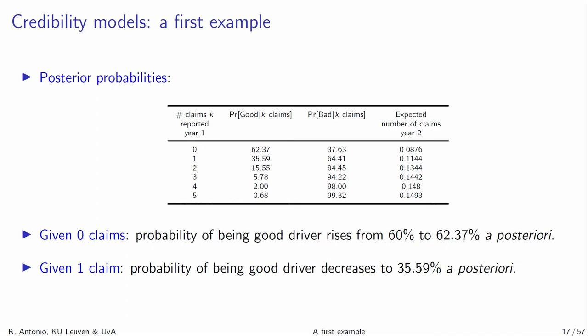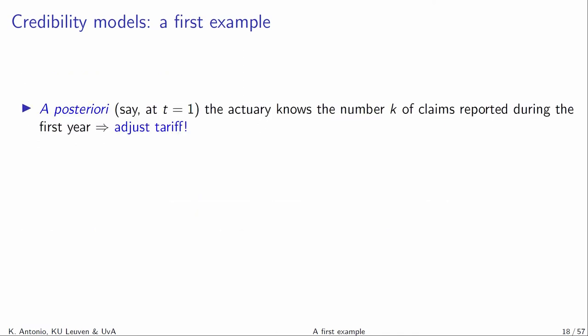Because reporting zero claims is more in line with the good driver behavior than it is with the bad driver behavior. And you see, if you reported, for example, five claims in this first year, the probability that you are a good driver really drops to approximately 0.7%, and the probability that we're dealing with a bad driver heavily increases. Yeah? Because the fact that we know something about the claim history reported in the first year really tells us something about whether this is rather a good driver or rather a bad driver, right? And we call these a posteriori probabilities, because we use information from a previously observed claim period or insurance period.